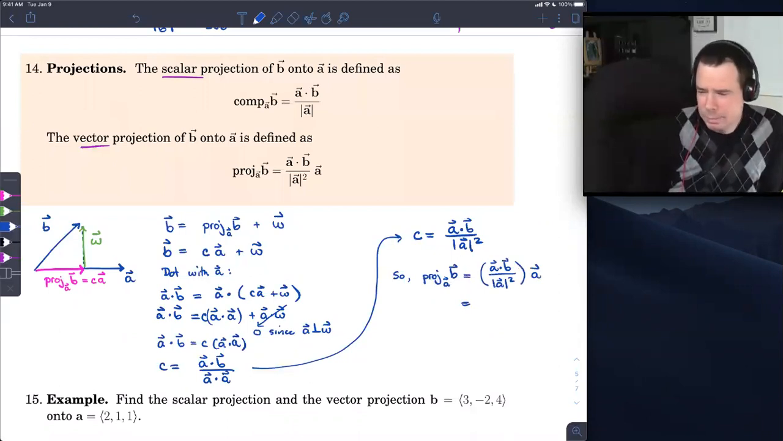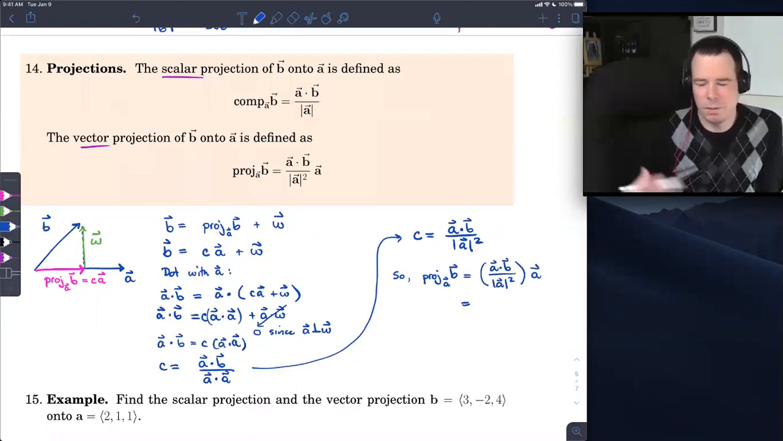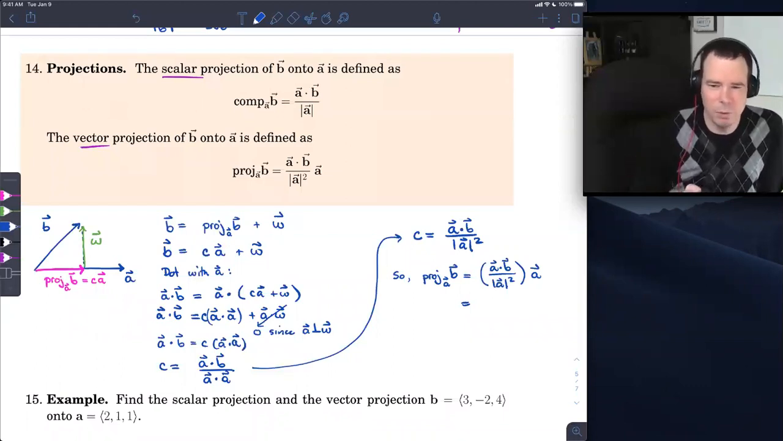Now the thing is that writing the projection in this way, I want to try to figure out how much of B points in the same direction of A. So I really want to know how long that projection vector, that pink vector, is. But the way it's written right now, C times A, the length of it is the length of A times the magnitude of C. I don't want it to be muddled with the length of A. I don't want the length of A to influence how long that projection vector is.